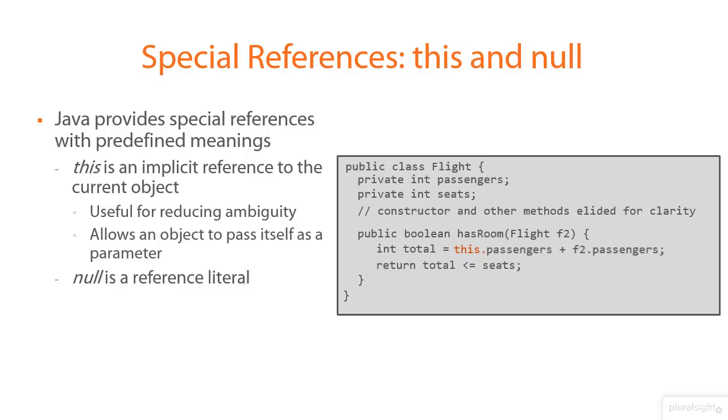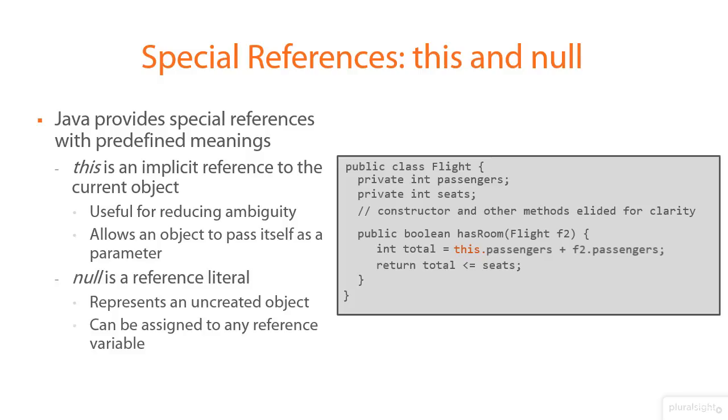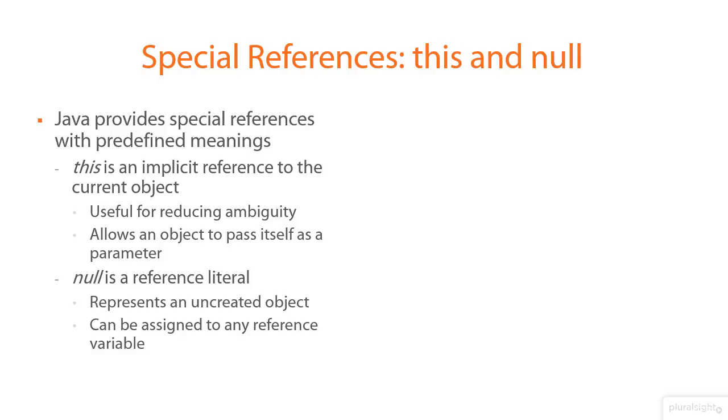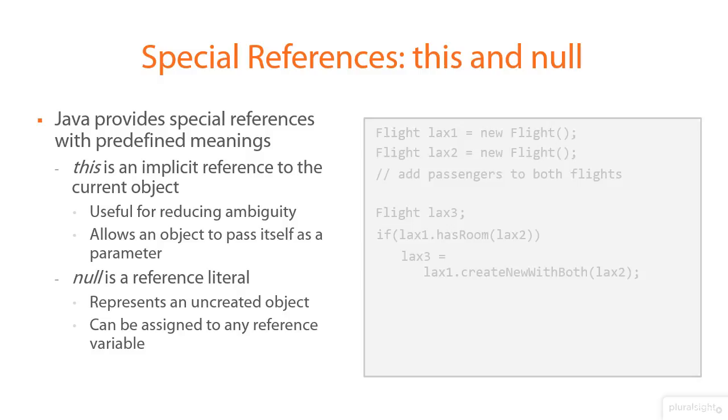Another special reference is the null reference, and this is a literal. Null refers to an uncreated object, and you can assign it to any reference variable. You really just use it to say that, hey, this reference variable isn't pointing to anything yet. So let's take a look at some code here.